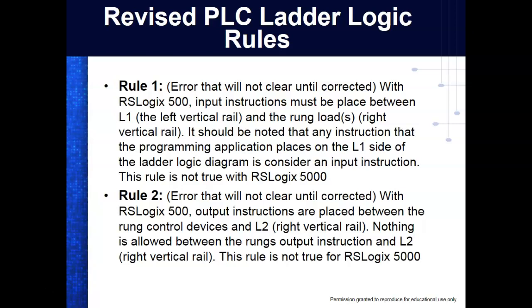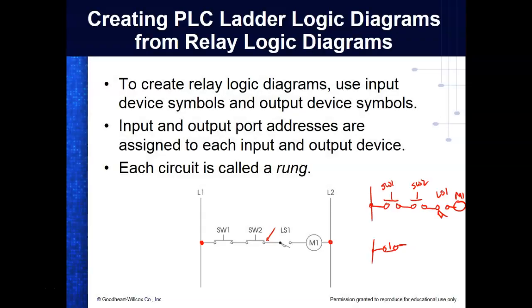In RSLogix 500, input instructions must be placed between L1 and the load. Basically, we generically refer to this line over here as L1, and we generically call this one L2, even though they don't label those on PLCs. Your circuits are just like electrical circuits. You have to have a plus and a minus for DC. On AC, you have to have an AC line and a common or neutral, right? You understand?